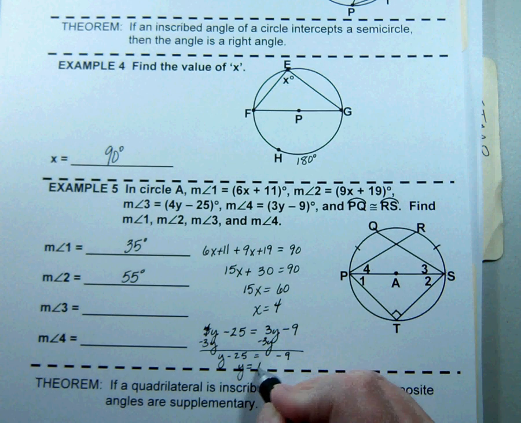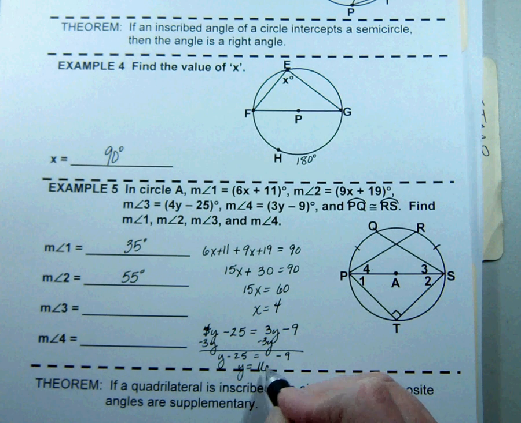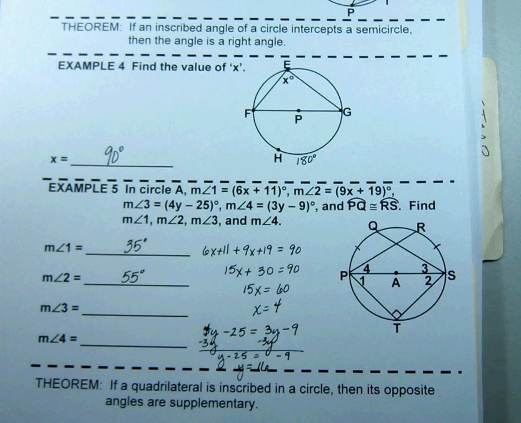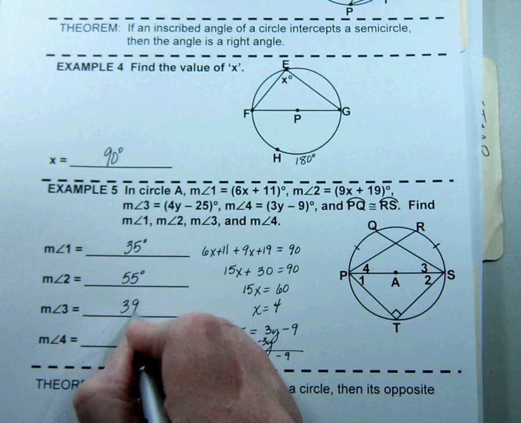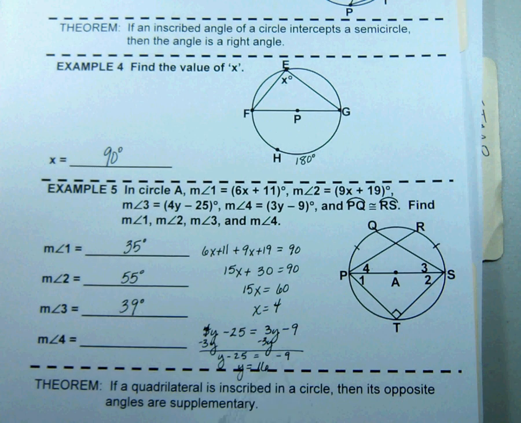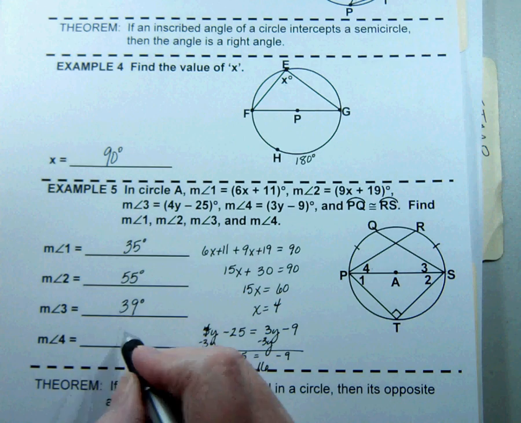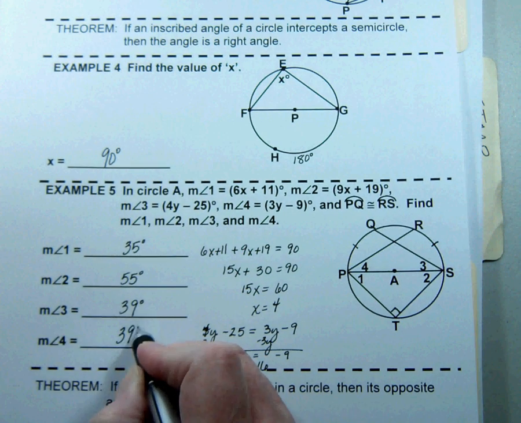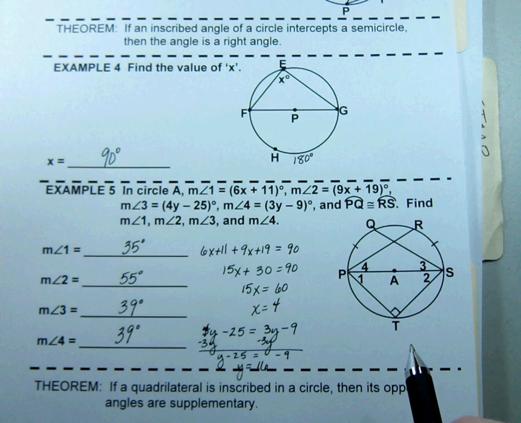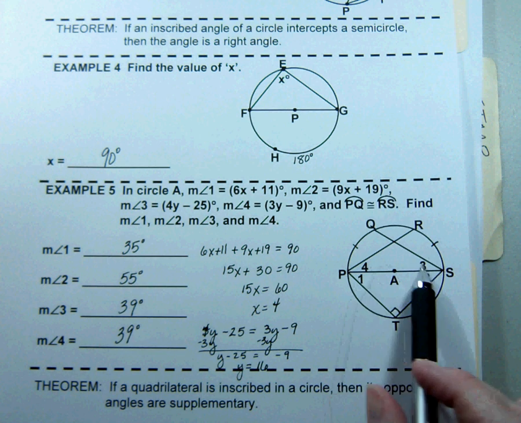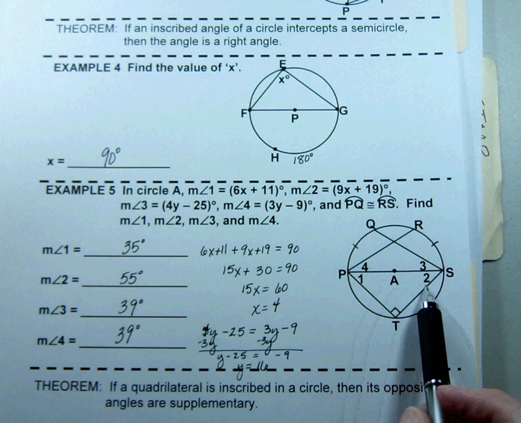16. So y is 16. Let's plug that back in. 4 times 16 minus 25 is 39. And remember, they're equal, so let's just make sure it works. 3 times 16 minus 9. Yep, that one's 39 also. So both of those angles are 39. These up here. These are 55 and 35.